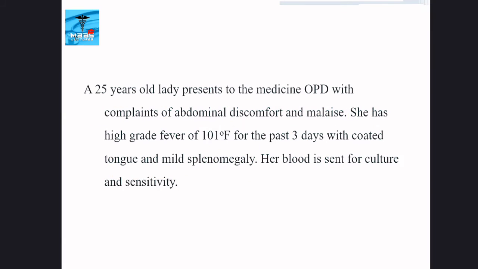A 25-year-old lady presents to the medicine OPD with complaints of abdominal discomfort and malaise. She has a high-grade fever of 101 degrees Fahrenheit for the last 3 days, with a coated tongue and mild splenomegaly. We have to remember the fever is for the last 3 days, and the presentation is coated tongue and mild splenomegaly, and her blood is sent for culture and sensitivity.